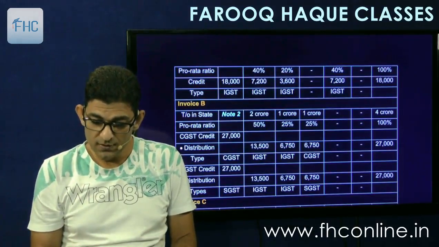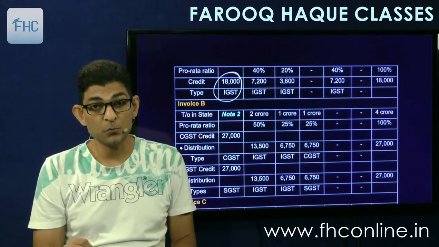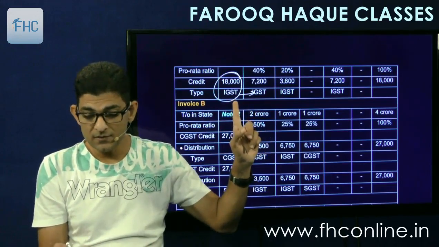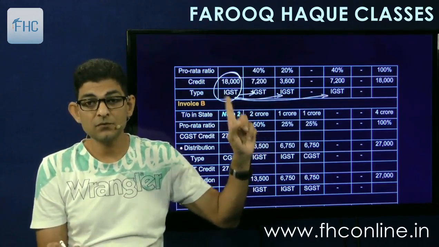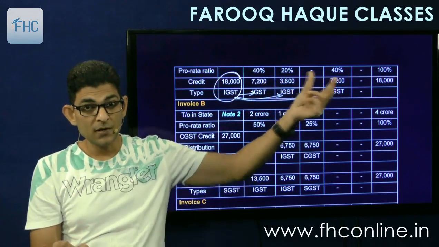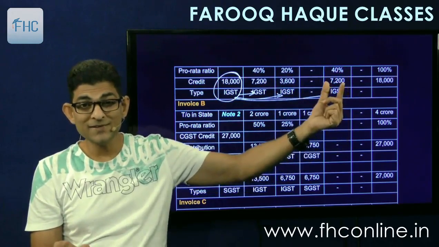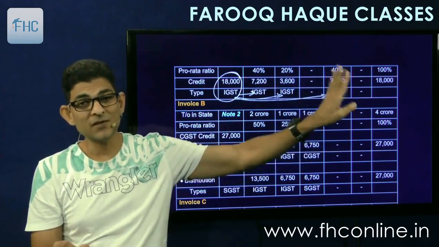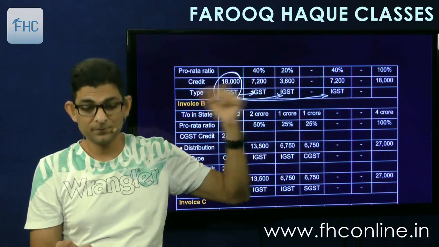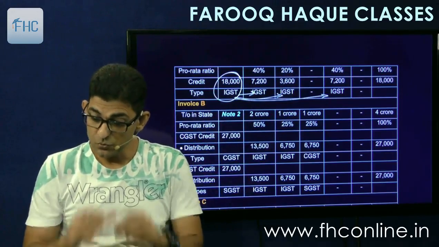So this credit of 18,000 IGST will go in the same proportion. And IG will remain IG, IG, IG. So it will remain as IGST and it will be distributed in this proportion. Now since this unit is making exempt goods, it will not be entitled to take any credit. So they will not get credit, but these 2 units can avail the credit. Understood? Simple.